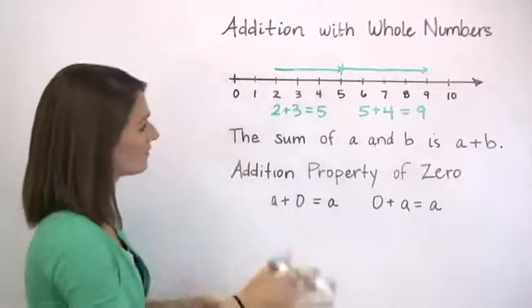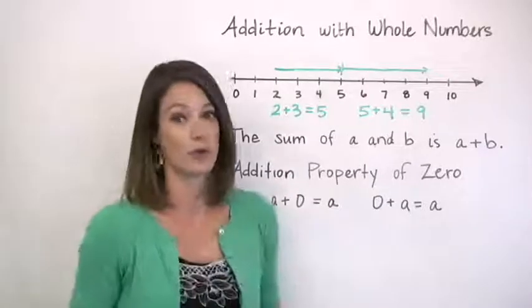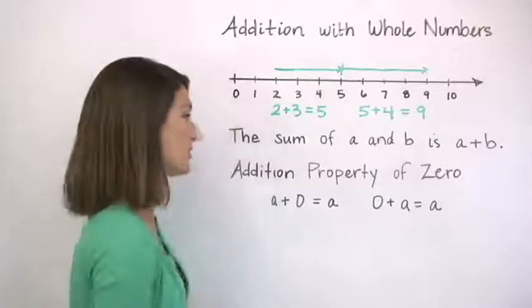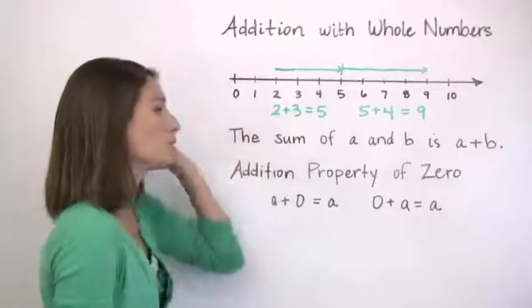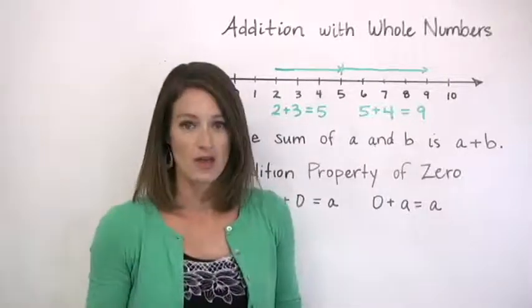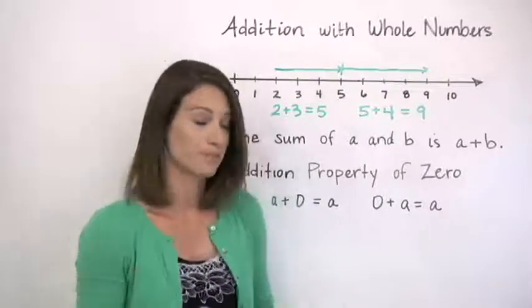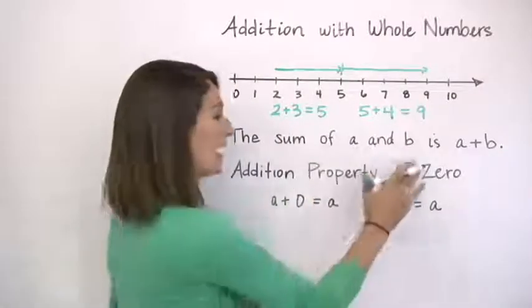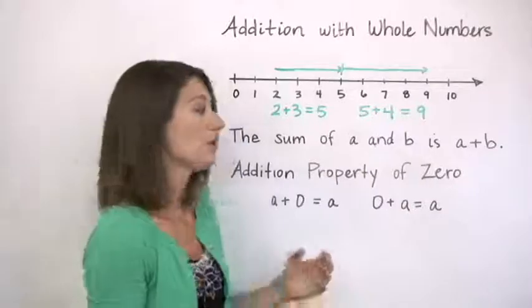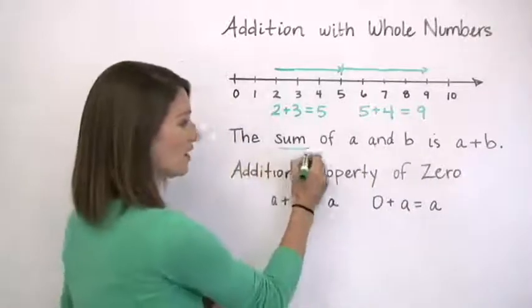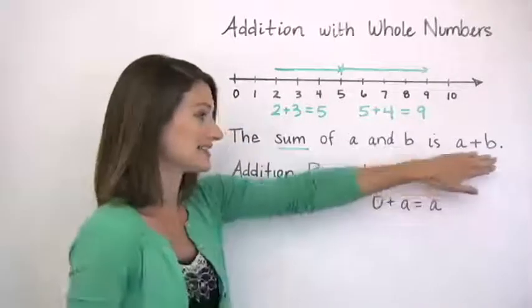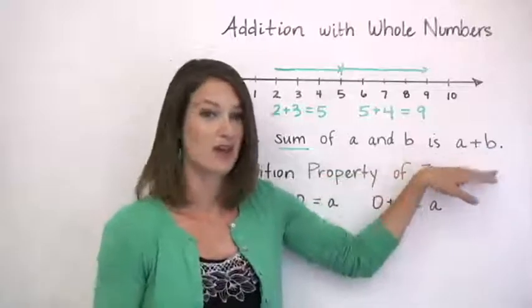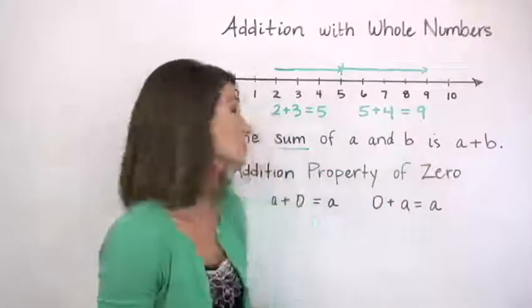So first, let's go over one vocabulary word that's important to know when we work with addition, and that's sum. So when we add 2 numbers together, the result is a sum. So let's say we were to assign A to one number and B to another number. We'd say the sum of A and B is A plus B. So you'll encounter that a lot in this section.